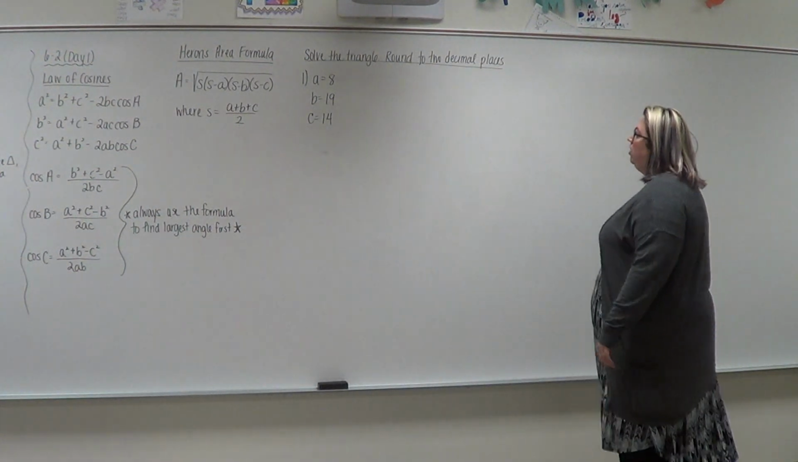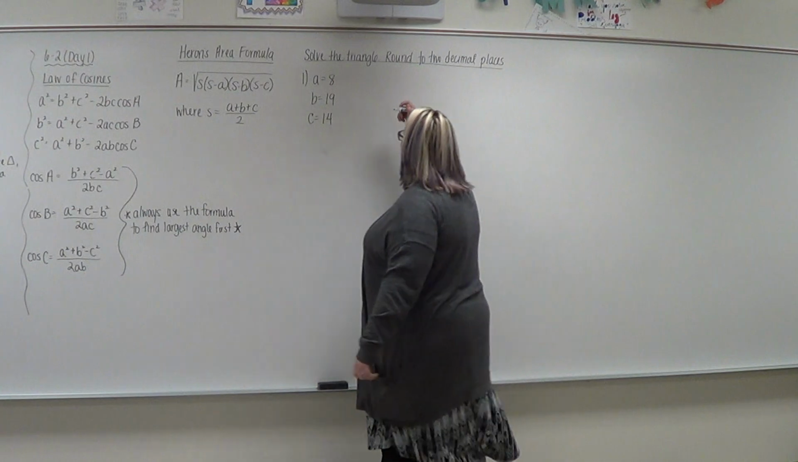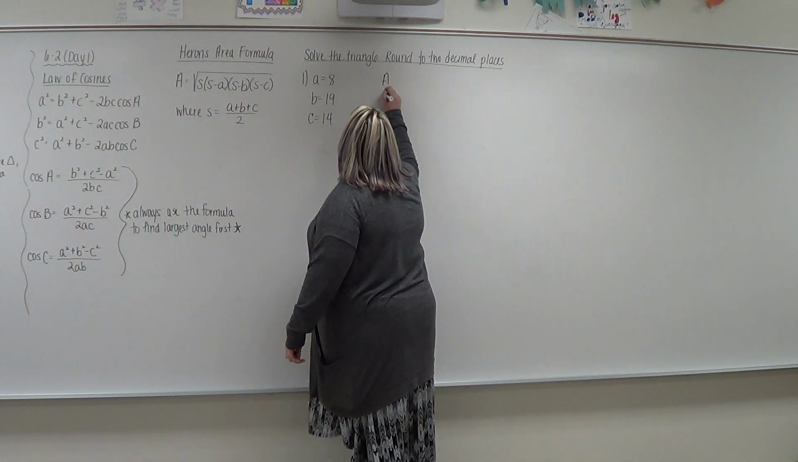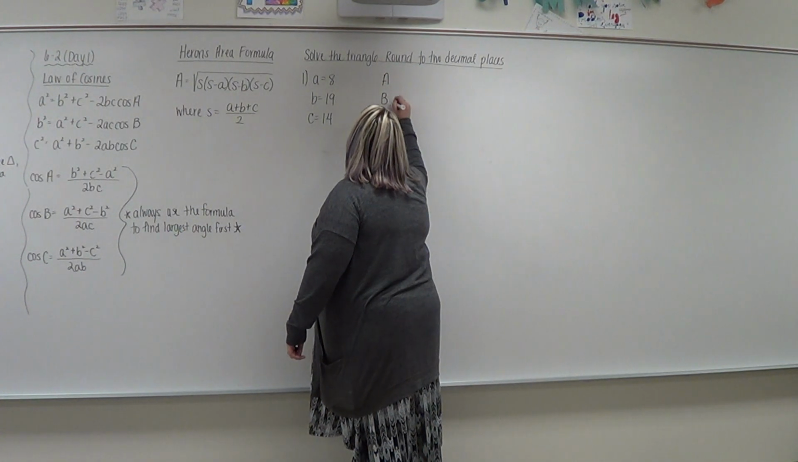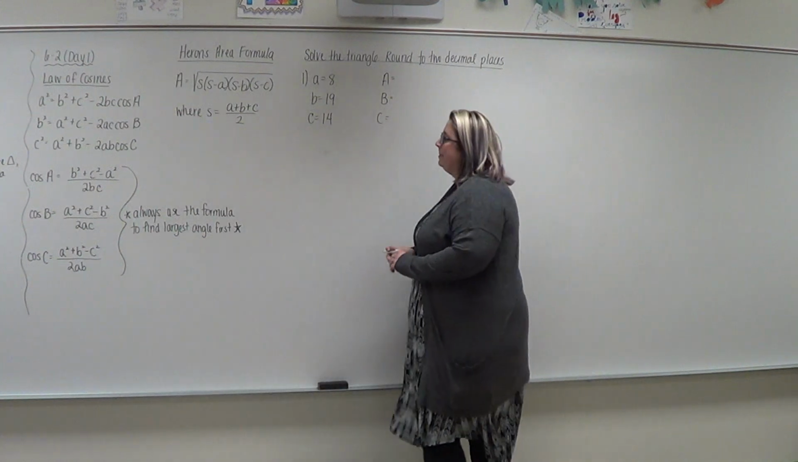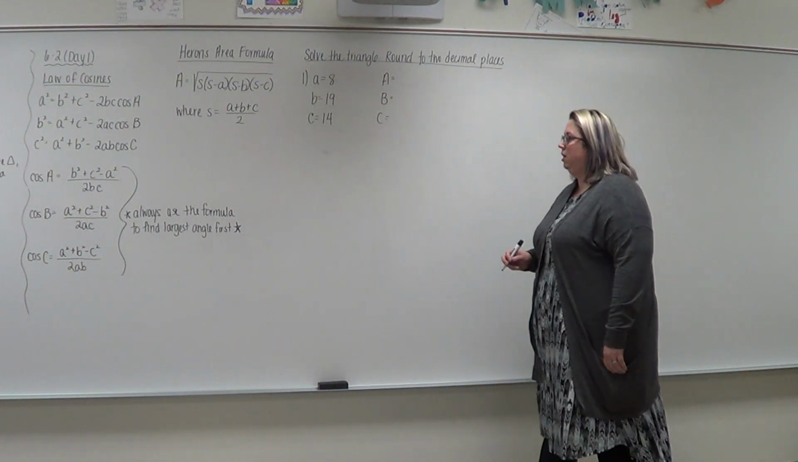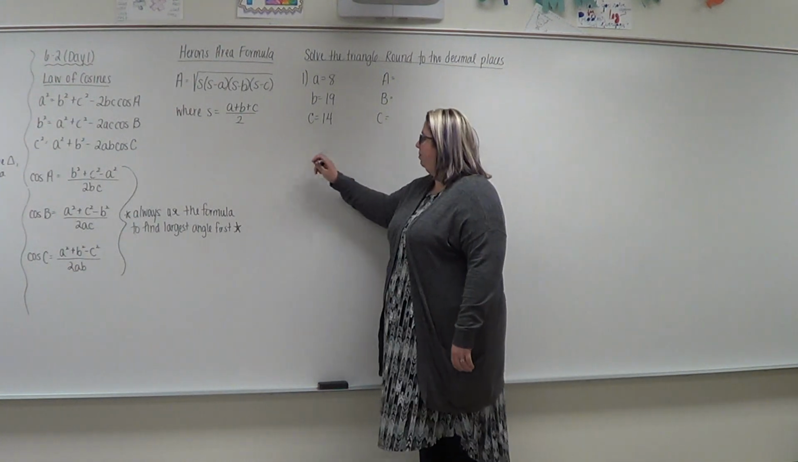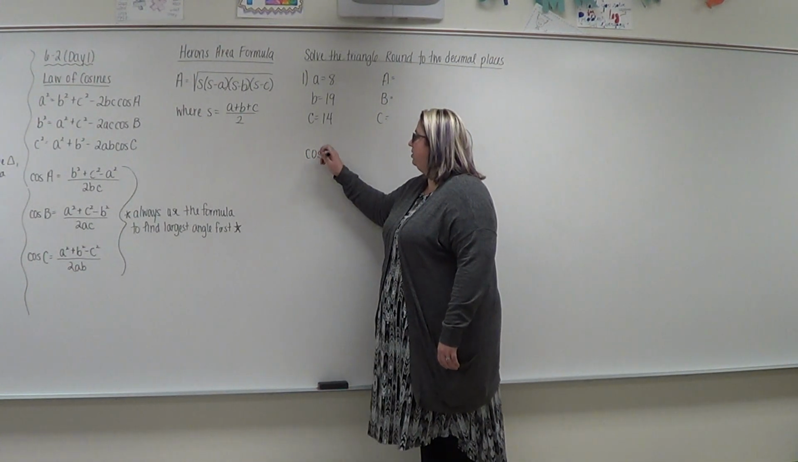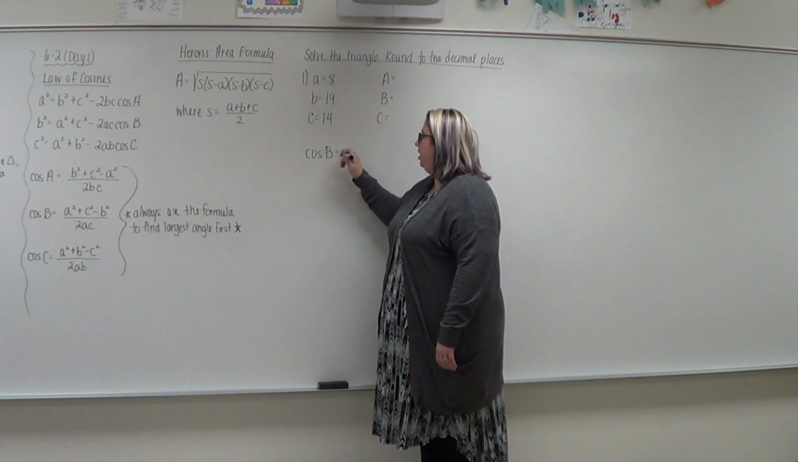Alright, so solve the triangle to two decimal places. So I need to find all the angles. Okay, so you told me we're going to find angle B. So if I set it up, this is cosine B equals.